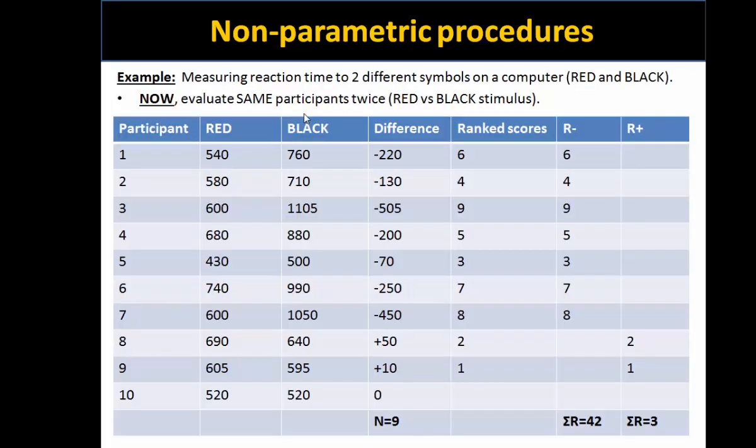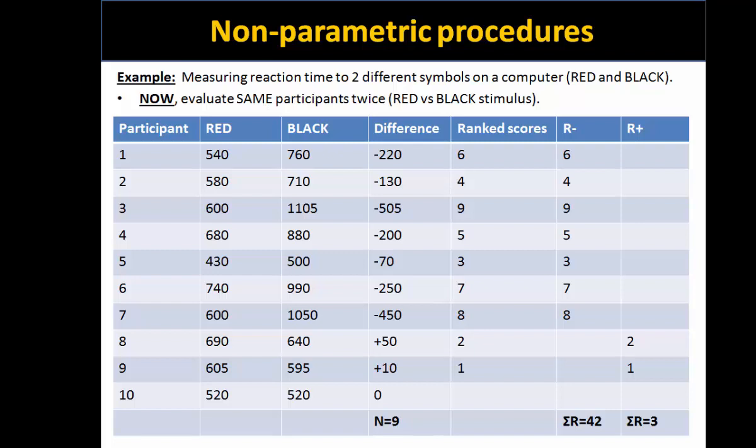And what we see here is a similar type of study that we observed in the previous lecture, in which participants were responding to a red stimulus on a computer screen versus a black stimulus on a computer screen, and the reaction time is measured. Now, in this situation, the same participants, rather than different groups of participants, were measured twice. And this is an advantageous type of study design, the repeated measures design, because the variability between participants is removed.